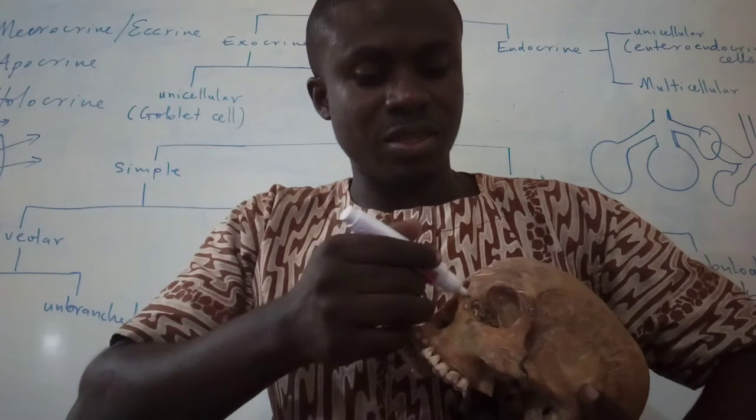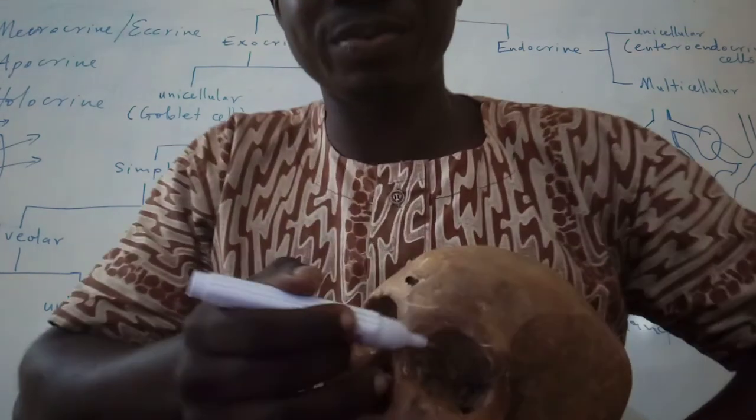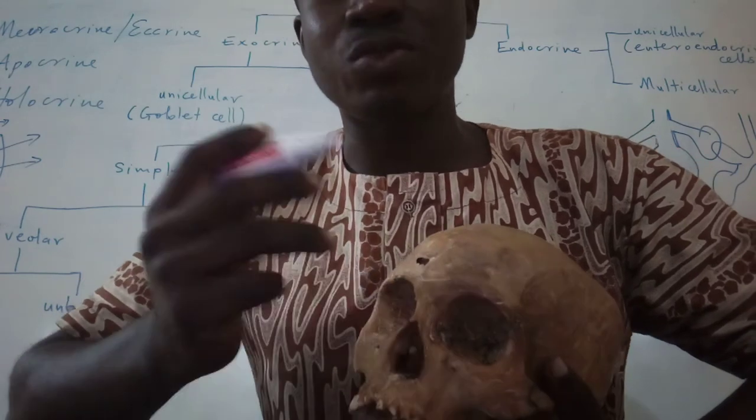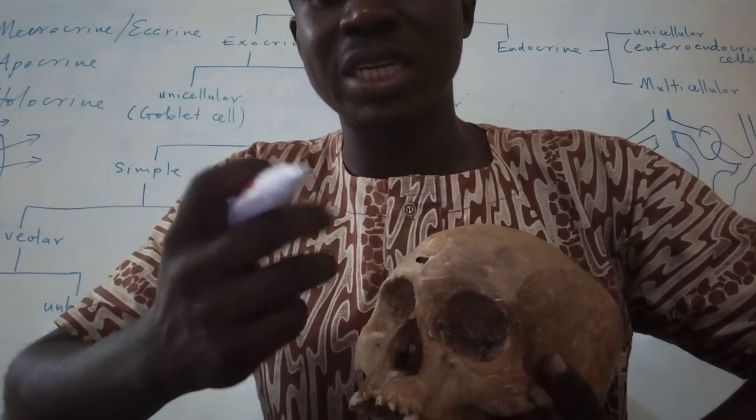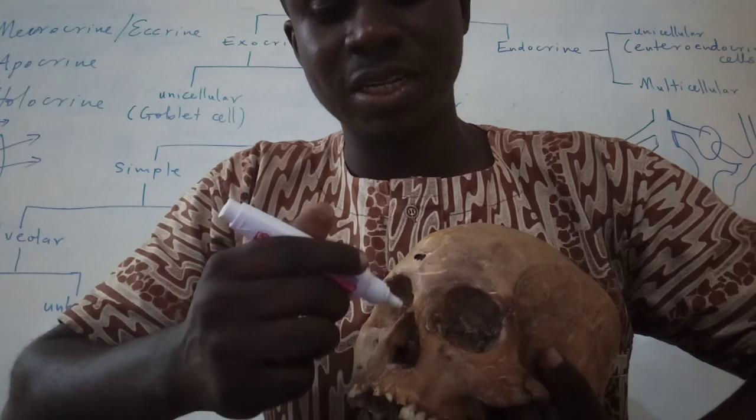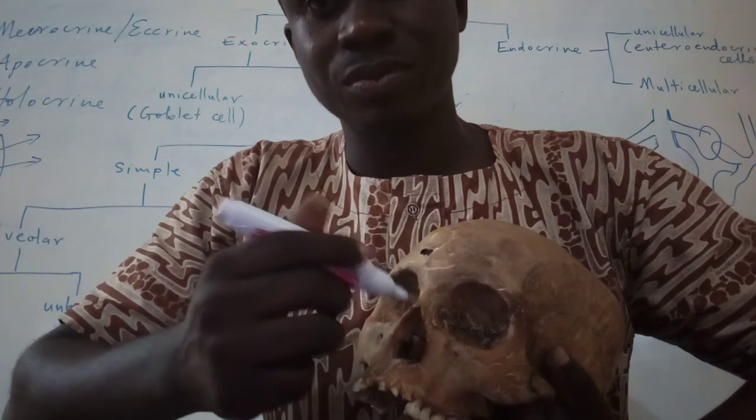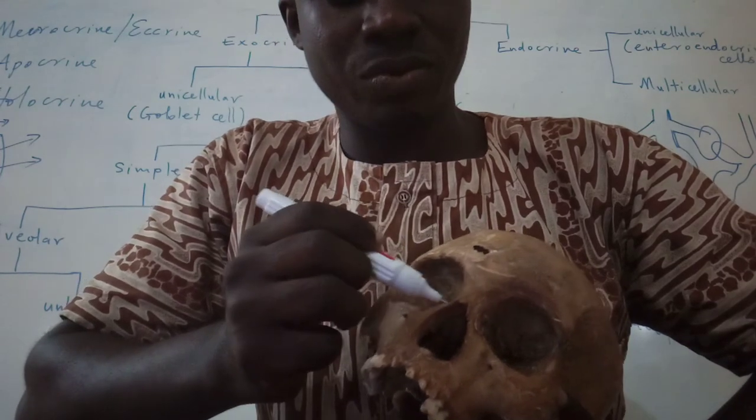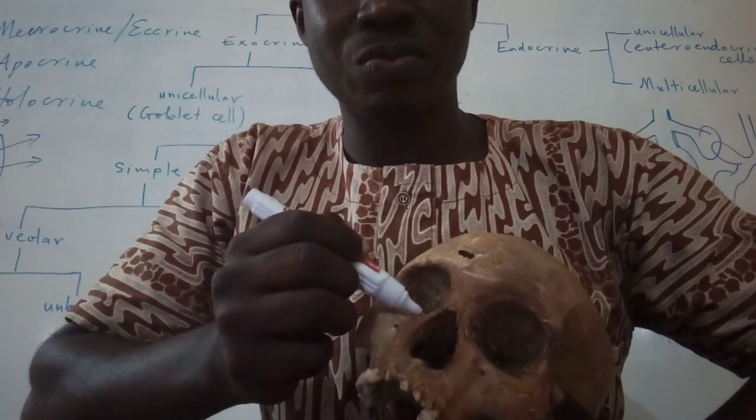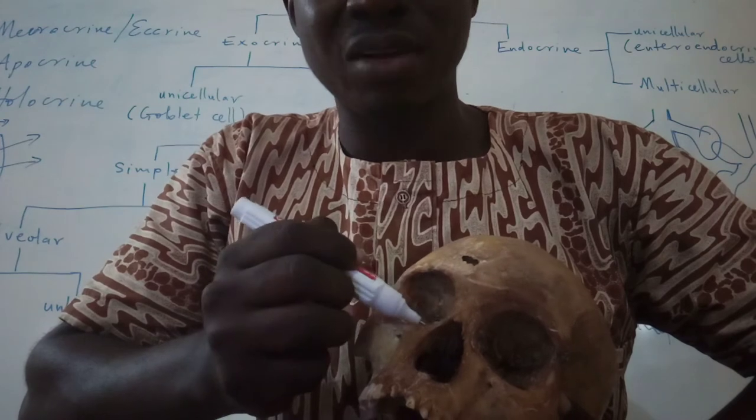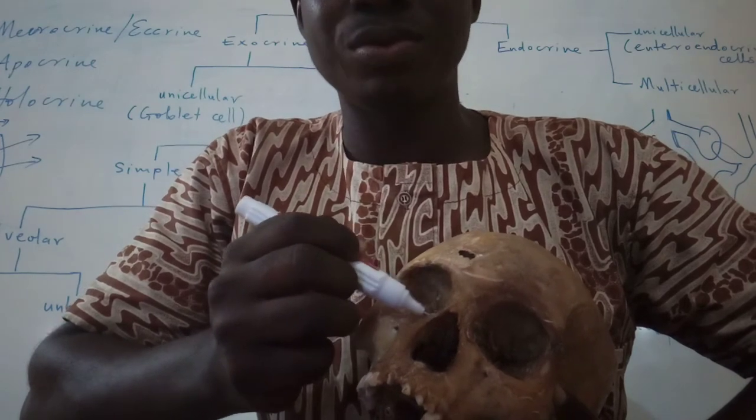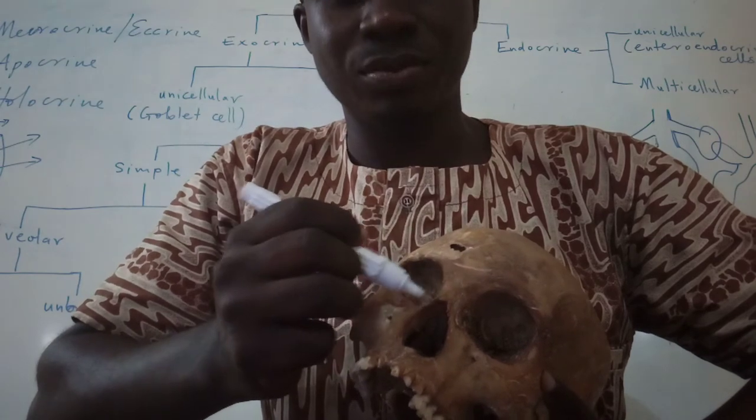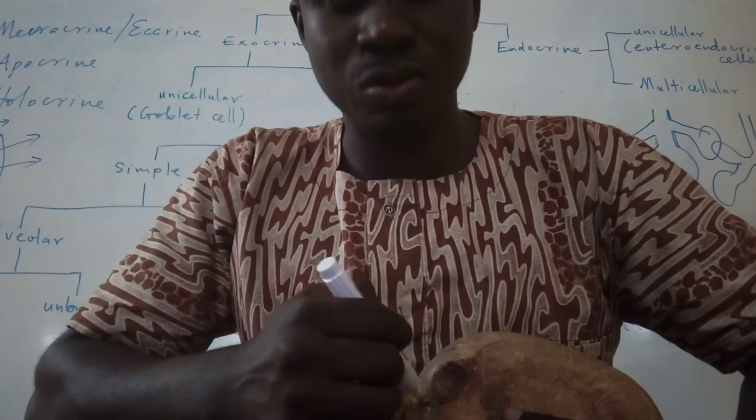Yes, this is the nasal bones. There are two nasal bones over here. That's where the bridge of the spectacles tends to rest. These are the nasal bones. And if you move medially, we are going to have what you call the lacrimal bone, the tear bones. So there are two nasal bones and two lacrimal bones also.